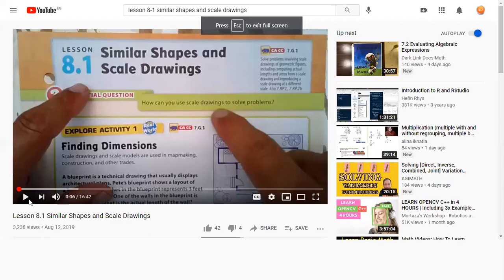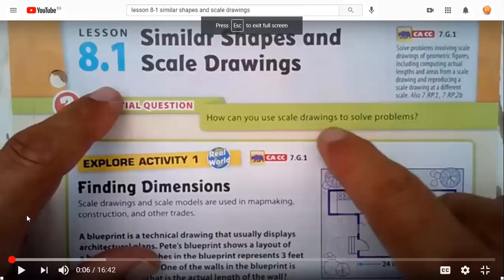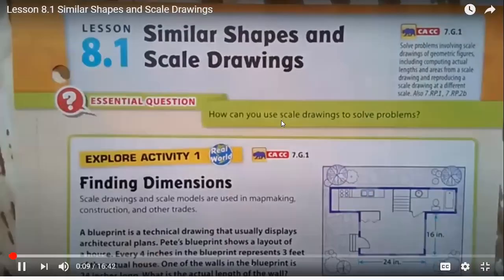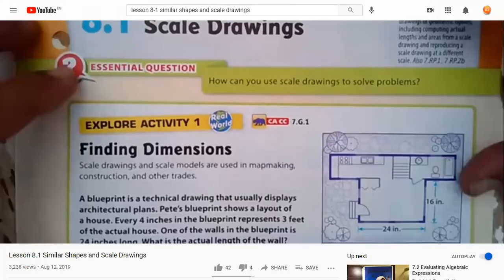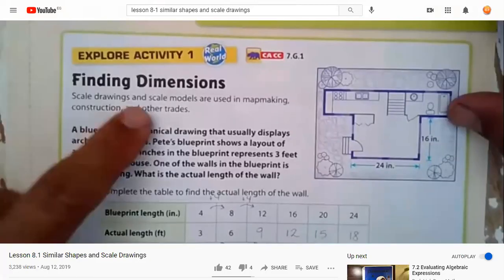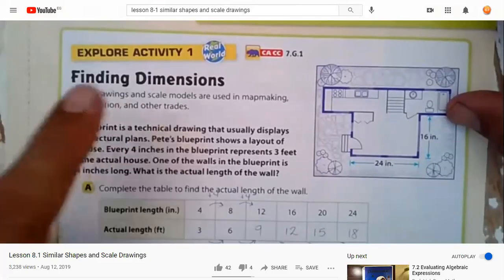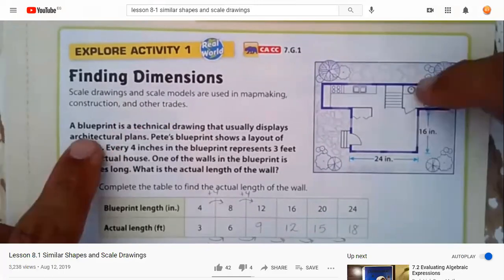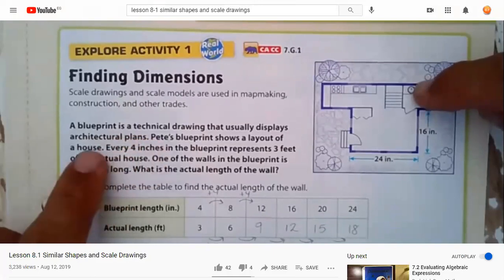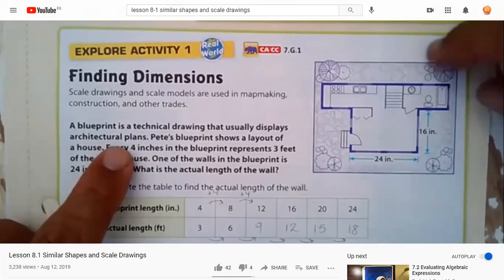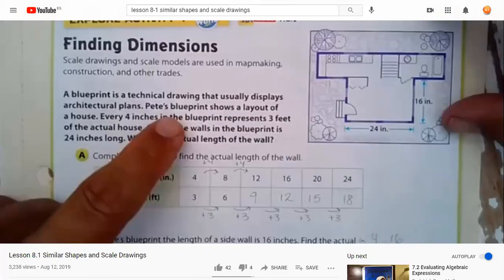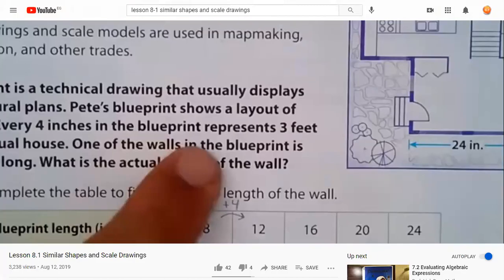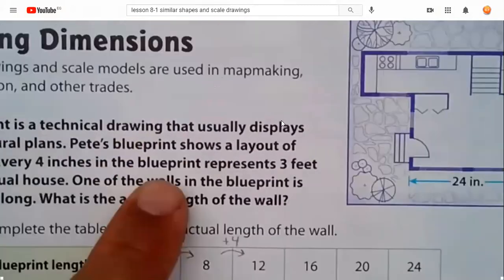So we want to find the dimensions using scale drawings to solve problems. And what even is a scale drawing? Well, scale drawings and scale models are used in map making, construction, and other trades. So what we're looking at here is a blueprint, and that's a technical drawing that usually displays architectural plans. Pete's blueprint shows a layout of a house. And let me zoom in on this. So every 4 inches in the blueprint represents 3.